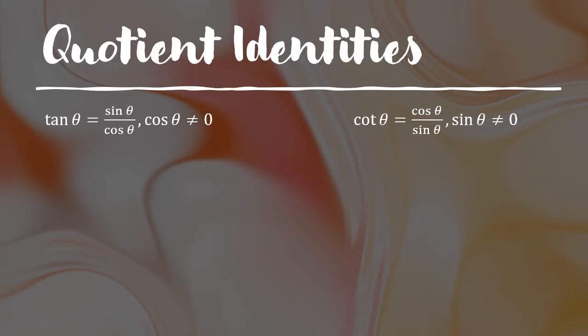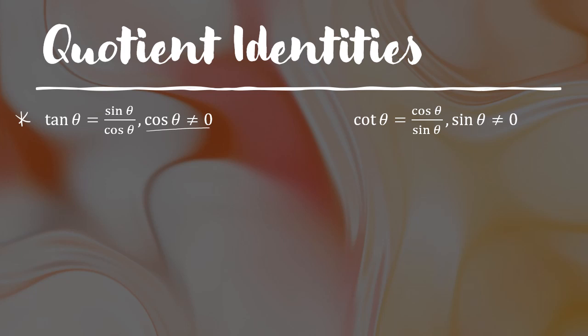So quotient identities, these are the first 2 identities. The equation, we'll start over here with our tangent of theta. The equation is tangent of theta is equal to sine of theta over cosine of theta. Our restriction is that cosine of theta cannot be equal to 0. We can see that if that was equal to 0, all of a sudden our equation would say sine of theta over 0, and that would cause this equation to become undefined.